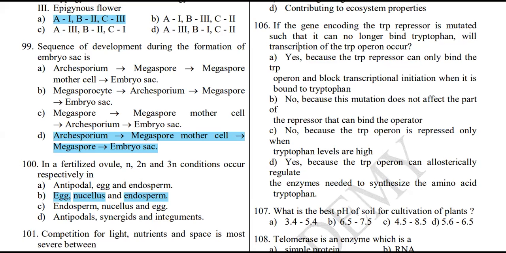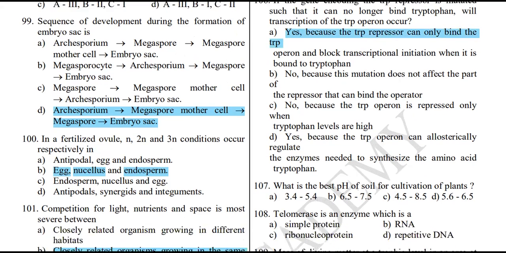Listen. If the gene encoding the trp repressor, which means the repressor gene, is mutated, which means it doesn't work, then the repressor will not be produced. If a repressor is not produced, it will not be able to bind to the tryptophan. If repressor and tryptophan are not able to bind with each other, they would not be able to bind to the operator. If they do not bind to the operator, transcription can take place because there is no blockage. So transcription can take place, because the trp operon is blocked only by the trp repressor. So the answer is option A. Okay, the next question.